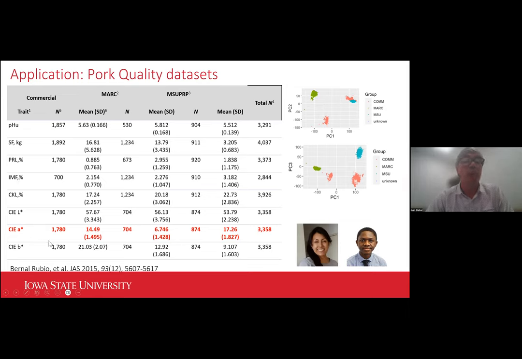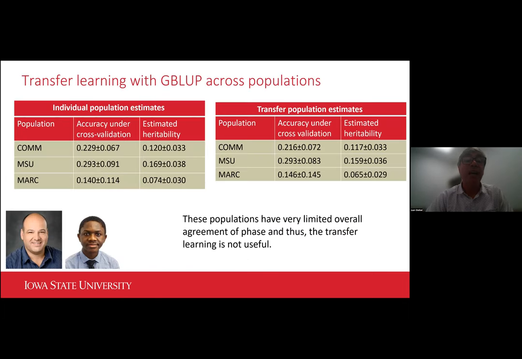And I will be showing one of the meat color traits that are commonly analyzed in pork quality genomic studies. And in this case, the three populations are very different from each other. I don't have the graphic of the agreement of phase, but it's really very, very little agreement of phase. So when there is very little agreement of phase, transfer learning really doesn't bring anything to the table because basically each population will get a very, very small increased predictive ability from using other SNPs, so everything has to be picked up by their own SNP effects.